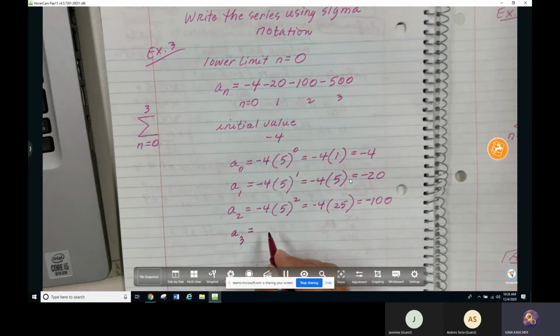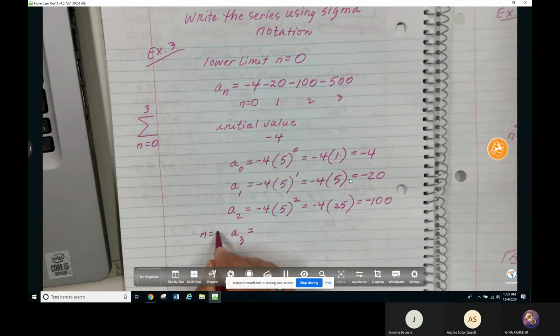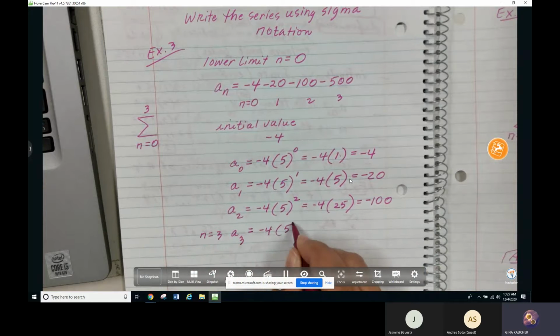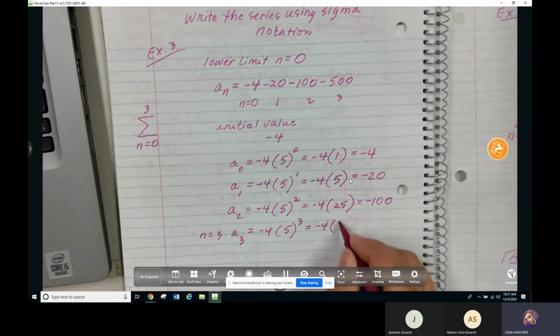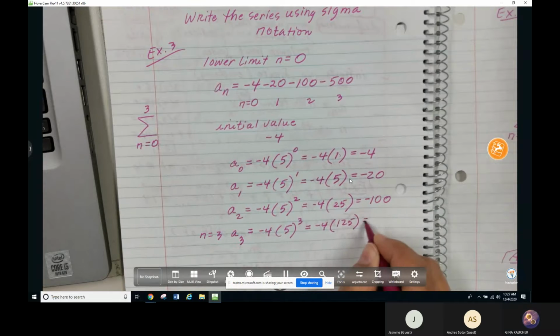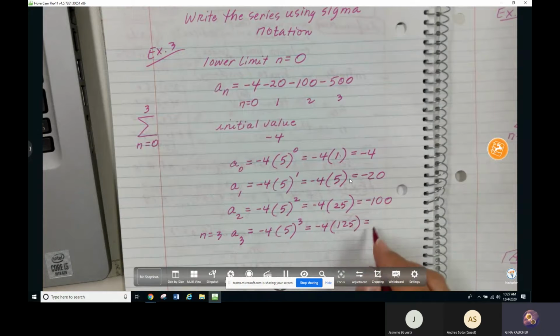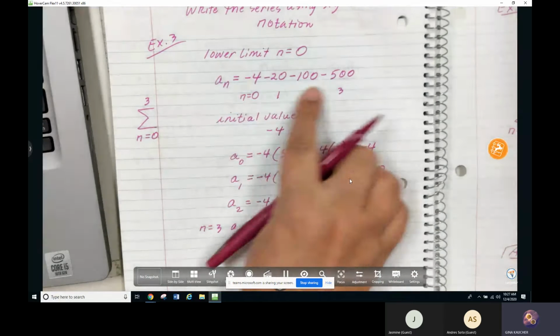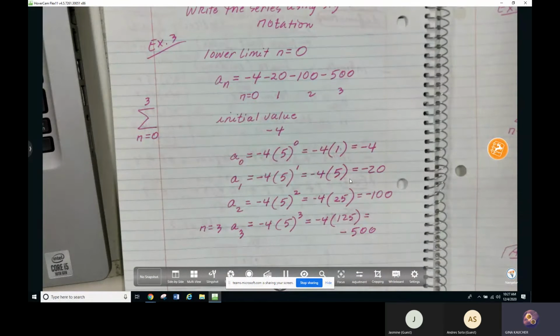And for n equals 3, we have our initial value. Take 5 raised to the power of n, which is 3. Negative 4 times 5 cubed. 5 times 5 is 25, times 5 is 125. Negative 4 times 125 is actually negative 500. So we get all those values. Now we just have to add them together.